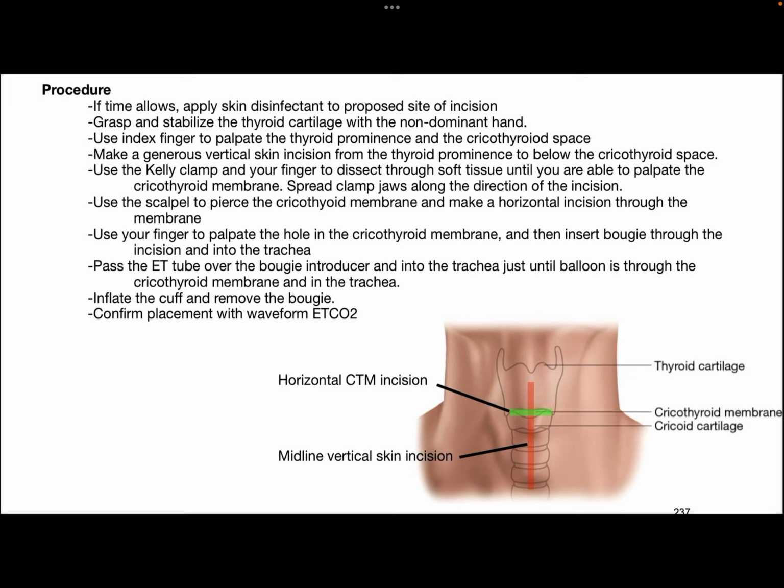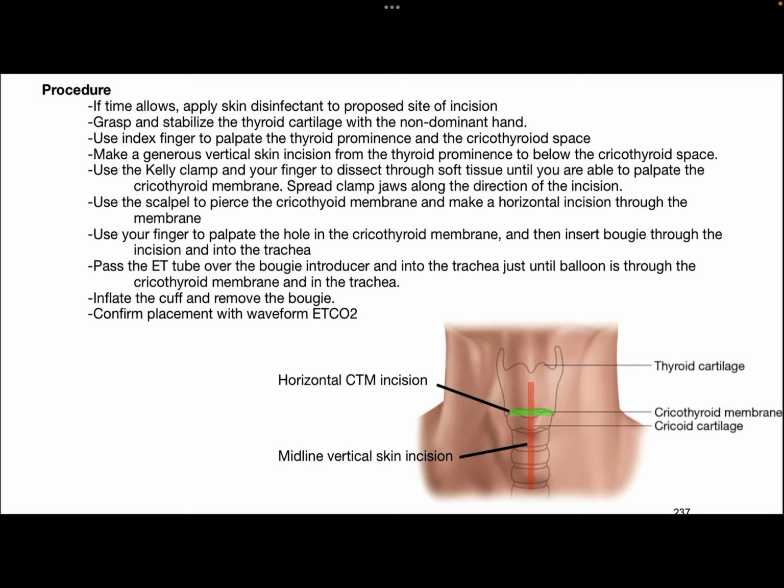Grasp and stabilize the thyroid cartilage with the non-dominant hand. Use your index finger to palpate the thyroid prominence and the cricothyroid membrane. Make a generous vertical incision from thyroid prominence to below the cricothyroid space. Use the Kelly clamp and your finger to dissect through the soft tissue until you are able to palpate the cricothyroid membrane. Spread the clamp jaws along the direction of the incision.